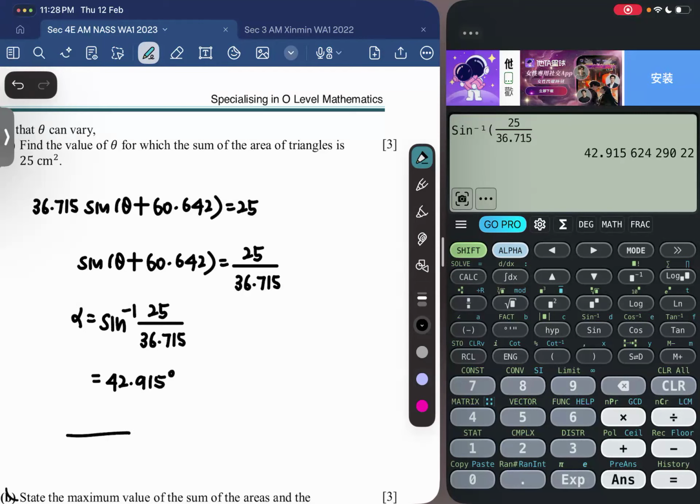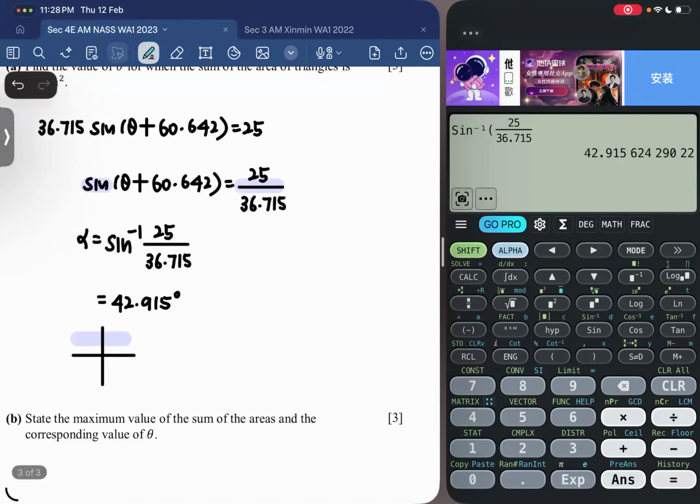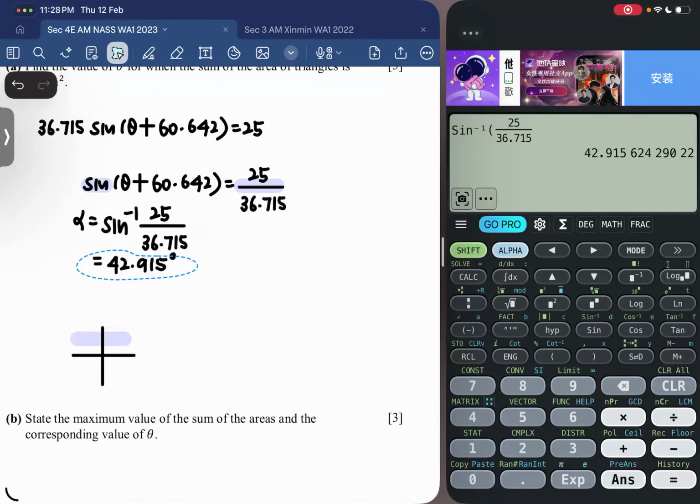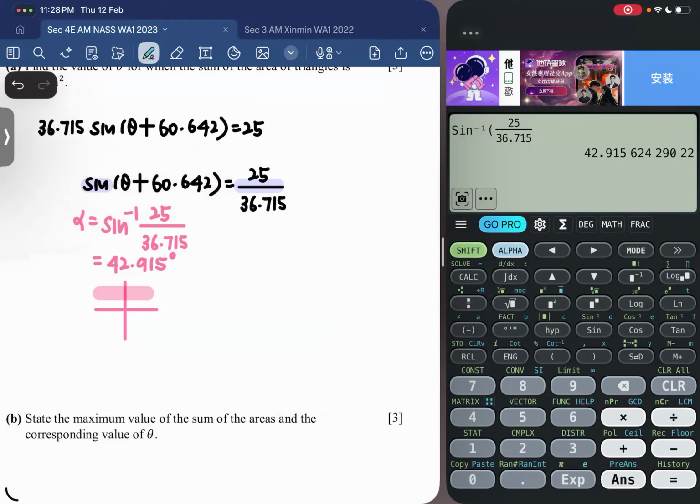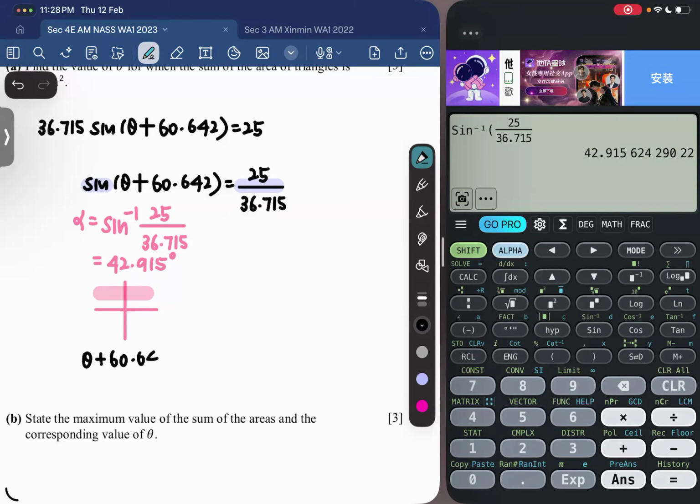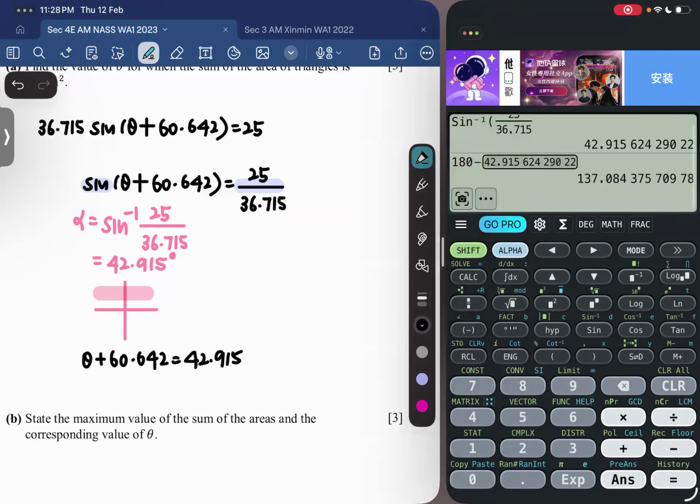Then now you determine your quadrants. So ASTC, so judging from this, it is these two quadrants, right? So now we can start solving. So I had my basic angle, I had my quadrant, right? This whole part is supposed to be like a standard step, right? Then after that, now you're going to solve. So when you're solving, where's my pen? Theta plus 60.642. One of the answers is 42.915. How do you do second quadrant? Second quadrant will be 137.084. If you didn't get it, you got a calculation error.